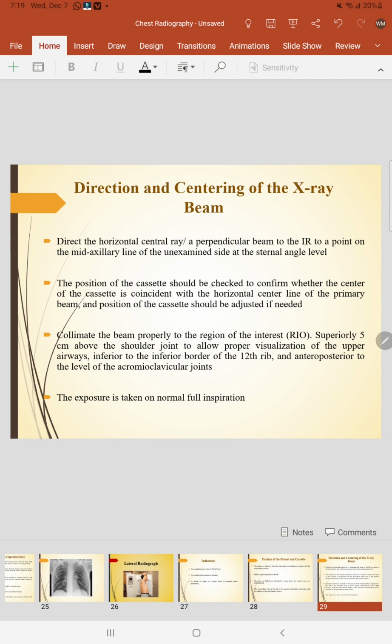The position of the cassette should be checked to confirm whether the center of the cassette is coincident with the horizontal center line of the primary beam, and adjusted if needed. Collimate the beam properly to the region of interest, superiorly 5 cm above the shoulder joint to allow proper visualization of the upper airways, inferiorly to the 12th rib, and anteroposteriorly to the level of the acromioclavicular joints. The exposure is taken on normal full inspiration.